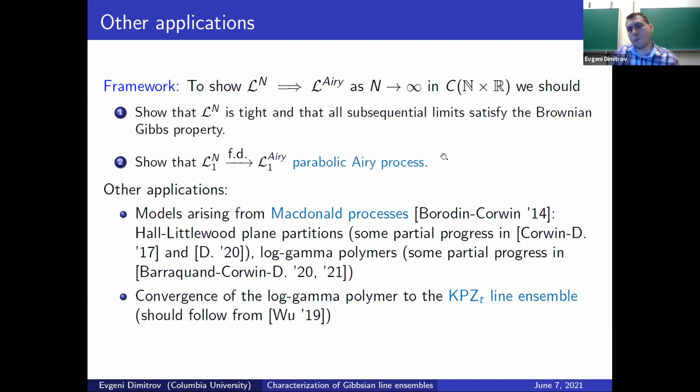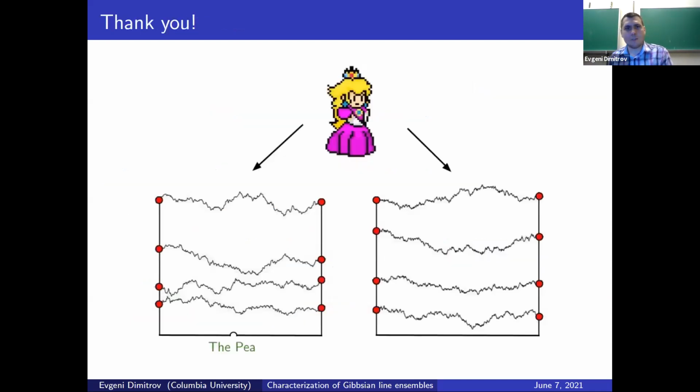And again, this type of framework should work in general for other Gibbsian line ensembles. So I've mentioned the two, but there are others. There are things called Airy Wanderers processes and other possible Gibbsian line ensembles that one can think about and try to show convergence to. Okay, so I think that's all I wanted to say.